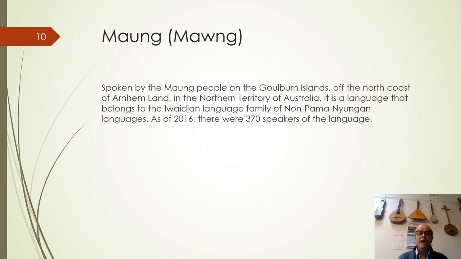Another language we'll talk about briefly, Mawng, is spoken in the Goulburn Islands off the north coast of Arnhem Land in Northern Territory, Australia. It has 370 speakers as at 2016. That's quite a large number for an Australian Aboriginal language, one of the tribal languages of Australia. There are languages in India that have that number of speakers or even less. There's a lot of very small languages and language varieties on the border with Myanmar, on the border with Burma, in Nagaland, Manipur, Arunachal, etc. But those are very small languages in India. 370 in Australia is still reasonable.